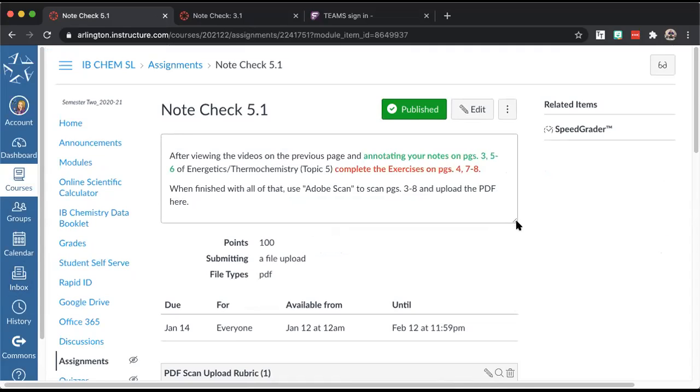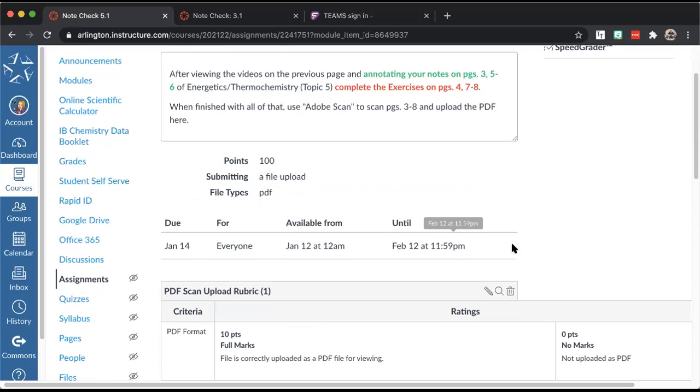So what you'll do is, after you've annotated your notes on pages 3, 5, and 6, and then you've done the exercises that are on 4, 7, and 8, then you'll use that Adobe Scan app to scan all those pages 3 through 8. And you'll upload that PDF here to submit for your note check. I'm calling this note check 5.1 because we're starting topic 5, and this is the first note check in this section.